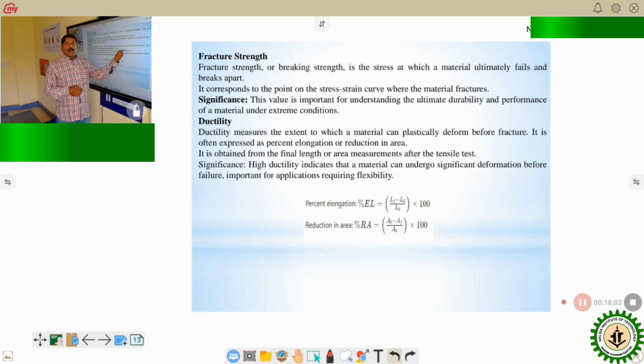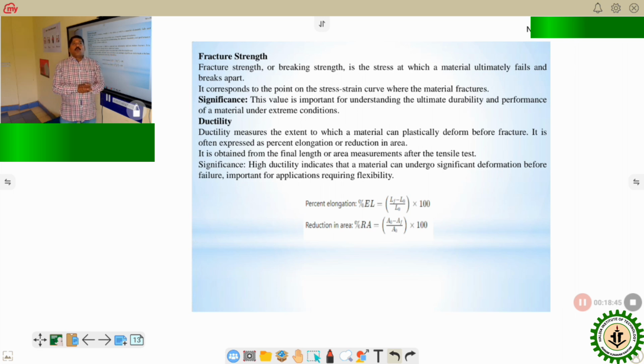Here, percentage elongation, all of you know, is LF minus L0 by L0, where LF is the final length and L0 is the initial length. LF minus L0 by L0 into 100 gives you the percent elongation. In the same way, the area is reduced. The percentage reduction in area is A0 minus AF by A0 into 100, since the initial area is larger and after elongation under stress the area is reduced.